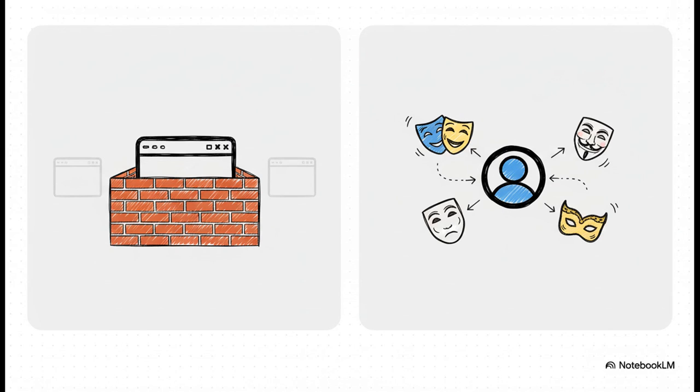And here they are. On one side, you've got isolation. Think of this as building sturdy digital walls between every single one of your accounts. And on the other side, you've got fingerprinting, or what most people call Antidetect. This is all about wearing a completely different digital mask for every account you manage.